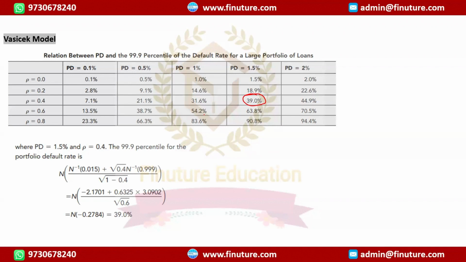Yes, that's correct. So what will happen if the probability of default for the entire portfolio is 1.5% and the correlation among the loans is 0.4? Then the worst case default rate is 39%. So you can imagine, the usual probability of default is 1.5%, but your worst case default is almost a 40% chance.